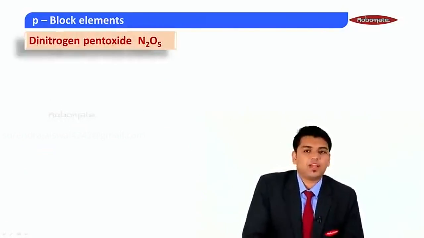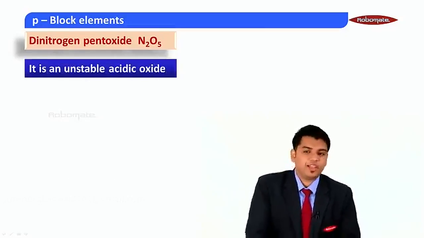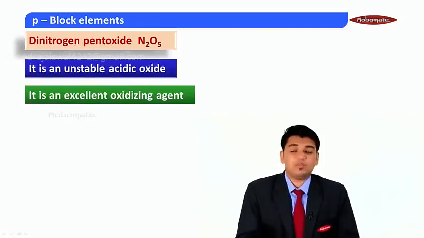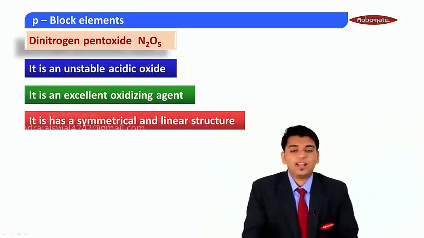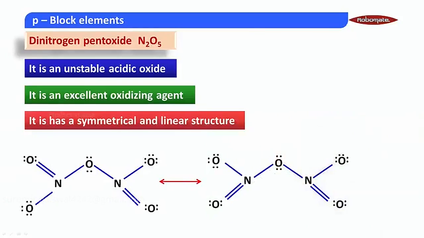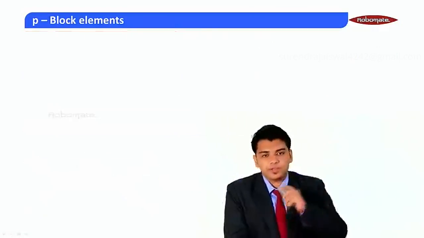The next one that we have is dinitrogen pentoxide, which is N2O5. It is an unstable acidic oxide. It is an excellent oxidizing agent because it is unstable and thus highly reactive. It has a symmetrical and linear structure, and it has no unpaired electrons. And this is how its structure looks.